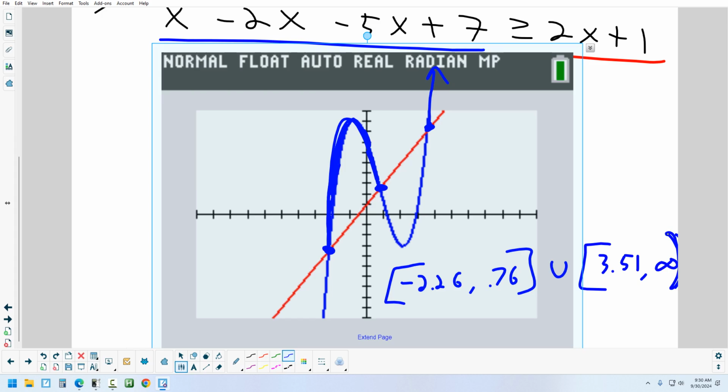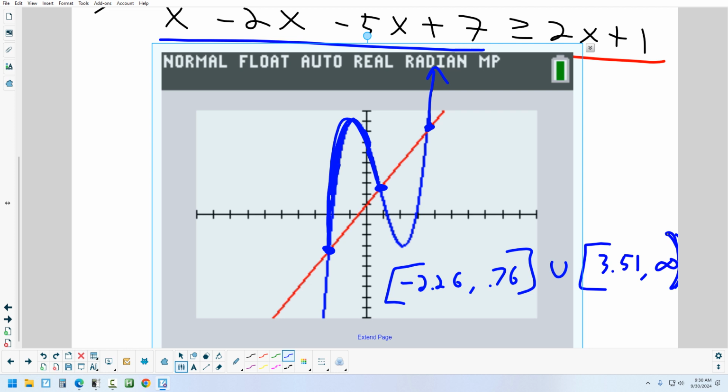Because that's exactly the same thing we did with a sign pattern. It's just that's a cubic. It's probably going to be a lot harder to try to factor it. So we do it this way. Any questions on that?